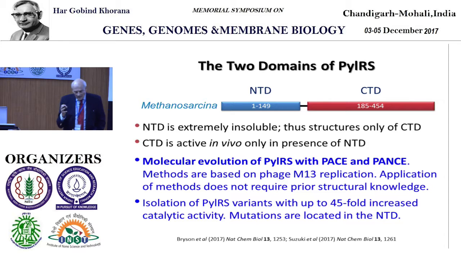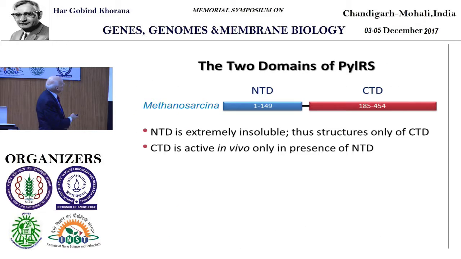I won't show you a slide. When you do phylogenetic analysis nowadays of the many sequences there are, you can actually find organisms where, in contrast to what I told you earlier, there are C-terminal domains that are active alone without the N-terminal domain. And we have now gone ahead to recreate such enzymes in vitro by molecular evolution.